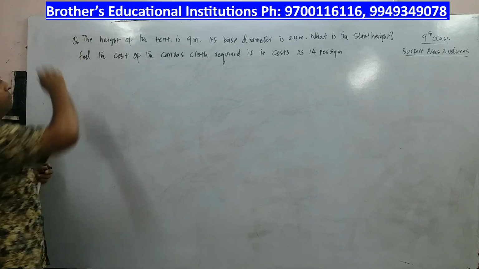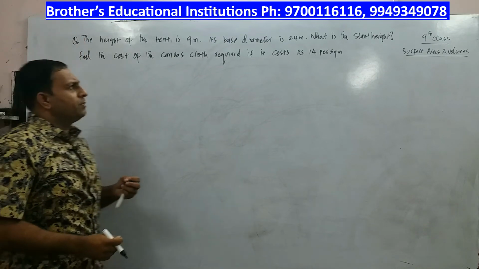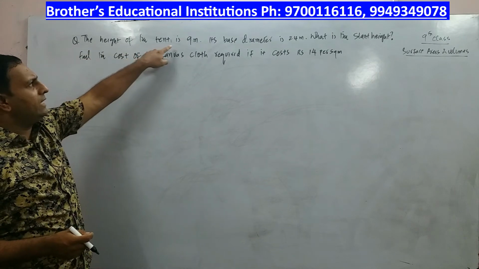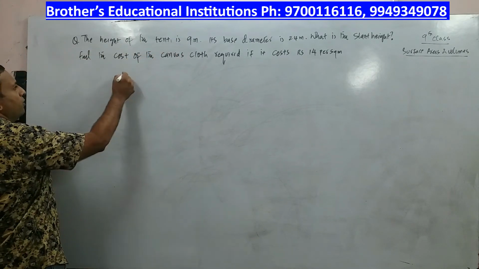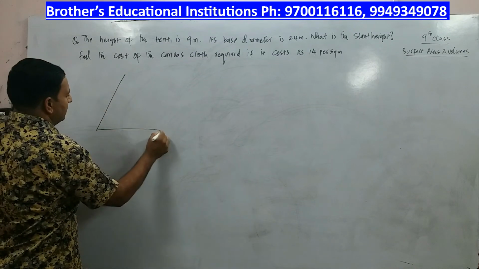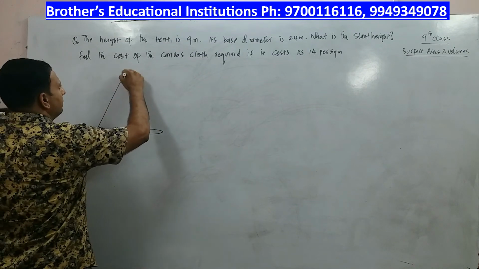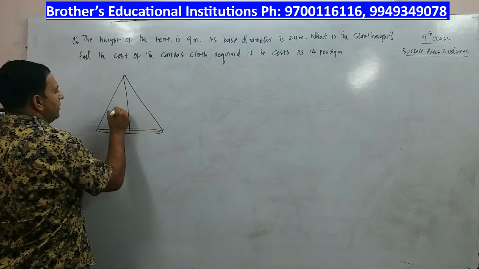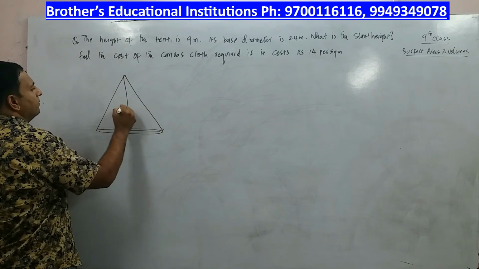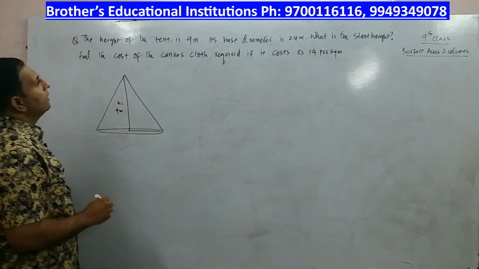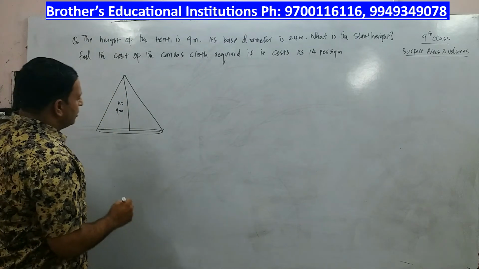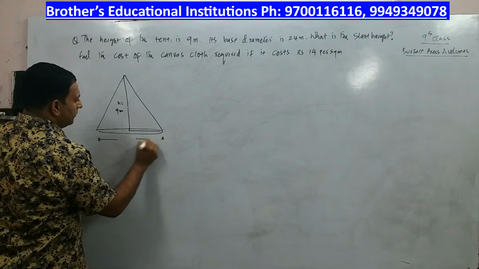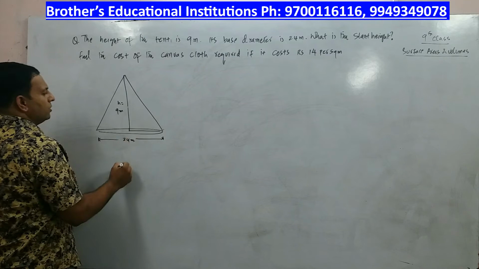Okay children, I am sure they are tough questions, but you are focusing. The height of the tent is 9 meters. Let me draw the tent for you. There is a tent, and the base of the tent. The height of the tent is given as 9 meters. This is the height, right? And the base diameter is 24. From here to here, it is 24 meters.